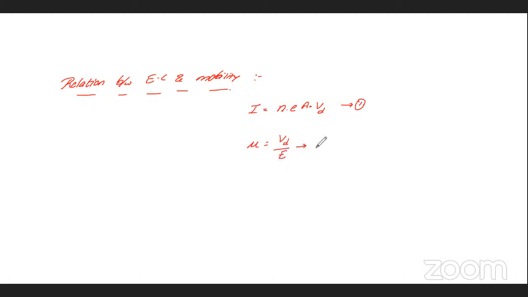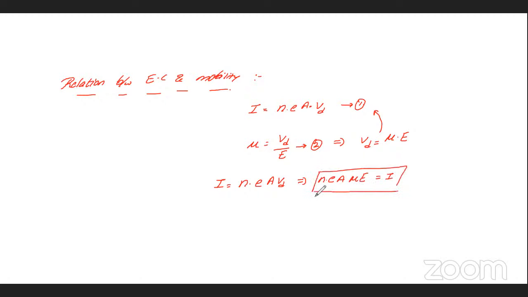I'll take this as the second relation. Or I'll write it in terms of Vd. So Vd is equal to mu times the electric field E. I'm going to substitute this relation in the first one. So current I is equal to N E A Vd. Now substituting, it is N times E A mu E, the electric field. This is your relation between mobility and current. Now, when we discuss the electronic current in terms of semiconductors, this one is for the conductor, the mobility of a conductor.